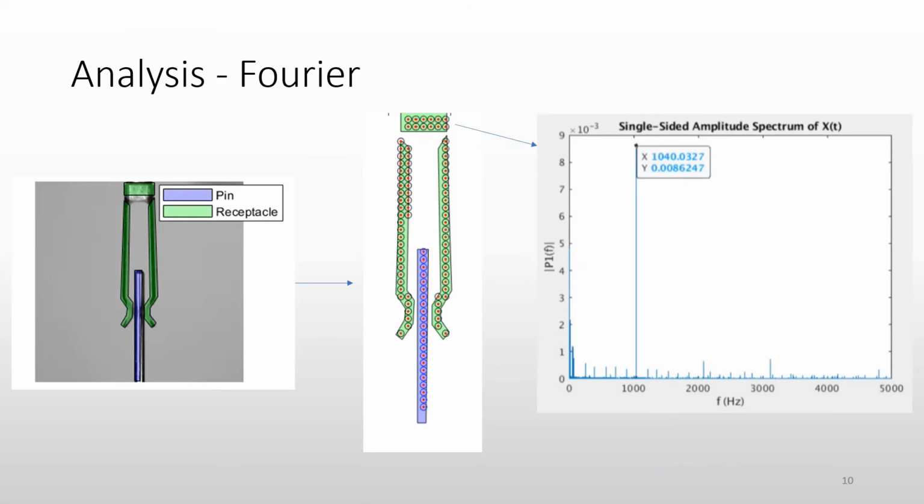We can then take one of these regions and perform a Fourier analysis, which gives us the frequency content of its vibration. And for this case, the receptacle body, the top of the receptacle, was vibrating horizontally at 1040 Hz at a magnitude of 0.008 pixels, which, although it may seem small, can cause significant chatter in this system.